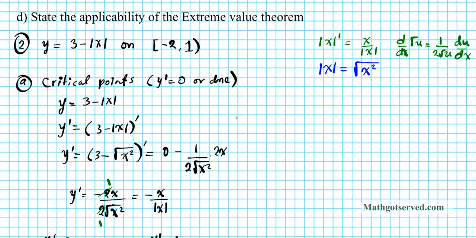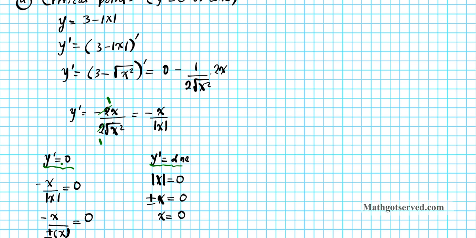I'm going to partition my workspace. Let me move it down a little bit so I can see everything at once. So how does a graph of 3 minus the absolute value of x look like? That's the question. So for B, we're going to try and sketch the graph of y equals 3 minus the absolute value of x.